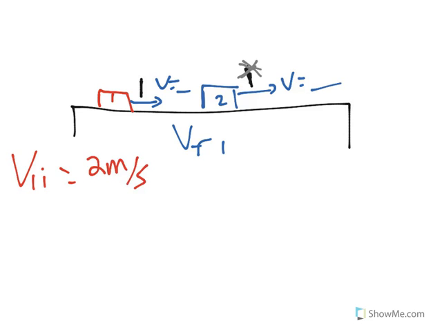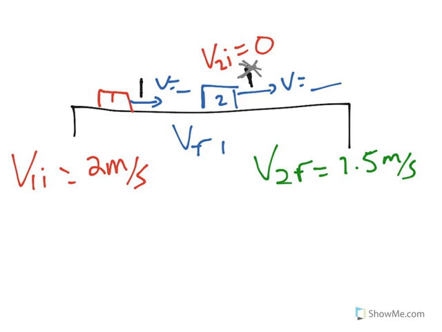And we used the photo gates to calculate the velocity of the second object after the collision. Velocity of the second object finally was equal to, let's say, 1.5 meters per second. Now, before the collision, the velocity of 2 before the collision, so velocity 2 initial, was equal to 0 because we had it at rest.